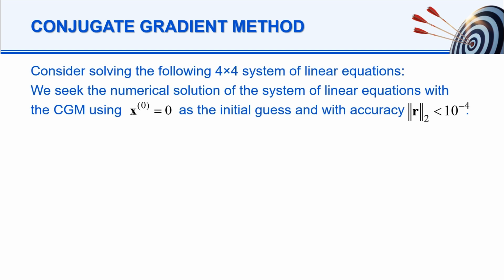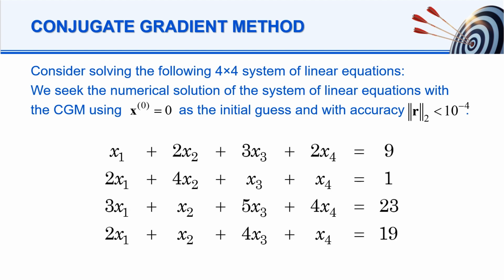Consider solving the following 4x4 system of linear equations. We seek the numerical solution of the system of linear equations with the conjugate gradient method using x equals 0 as the initial guess and with 4 decimal place accuracy.